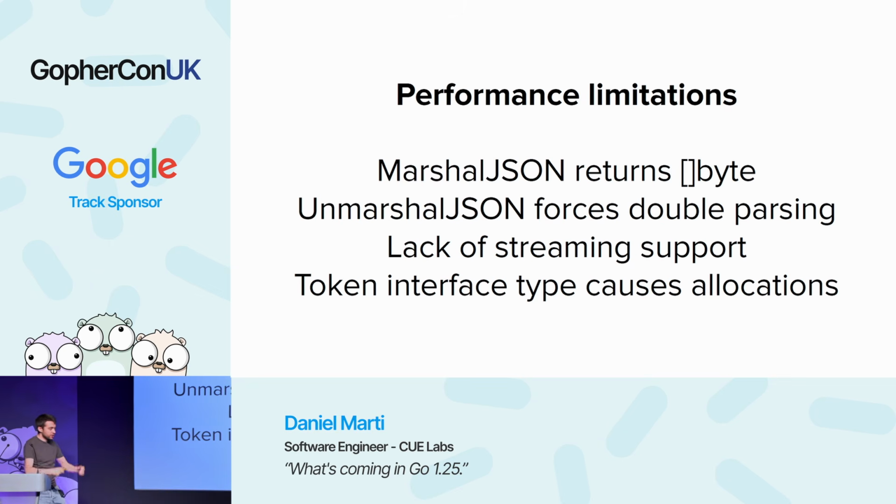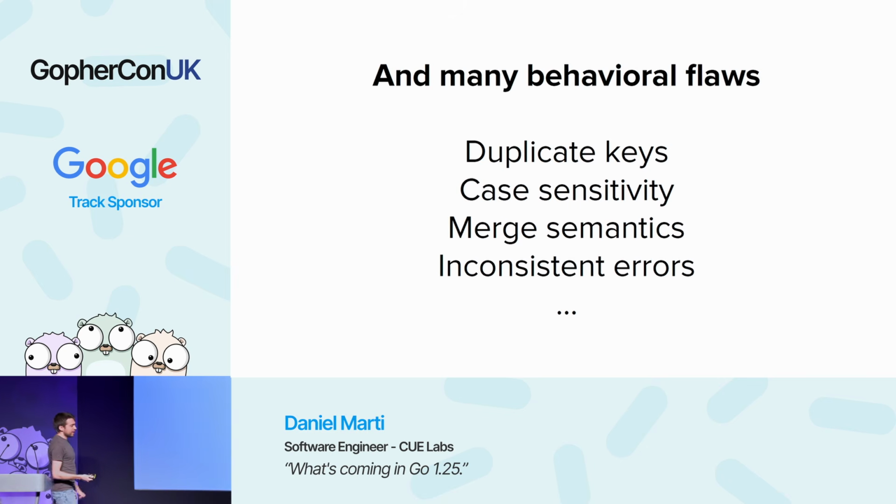So there's a lot of overhead, a lot of double parsing. It also doesn't support streaming, such as, if you want to encode lots of Go objects or decode lots of JSON objects, it's actually really hard to do in an efficient way without buffering lots of things. And the token type is an interface, meaning it always allocates. So that's always bad. And many other behavioral flaws, which I'm not even going to get into, but I'm sure many of you know of at least a couple of these.